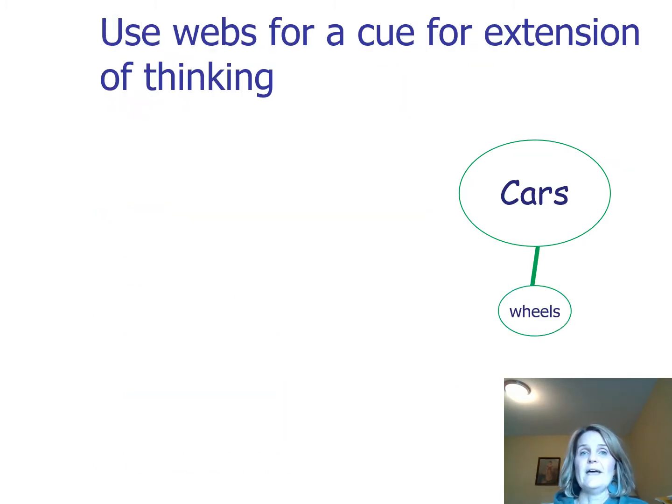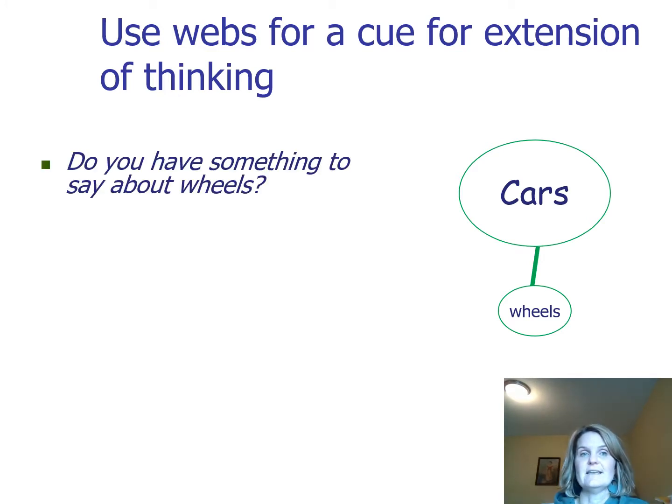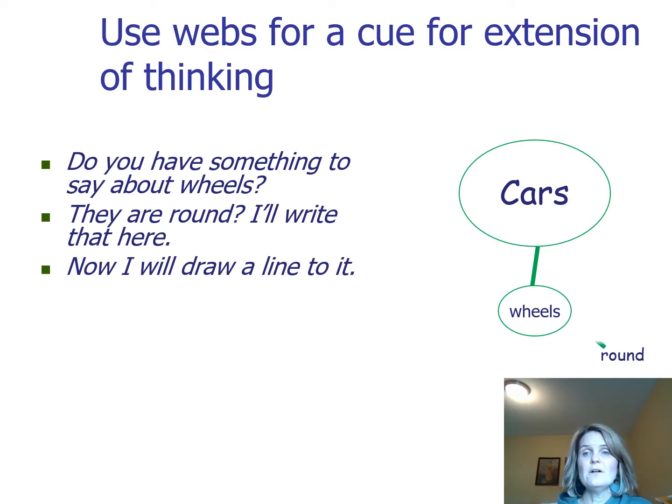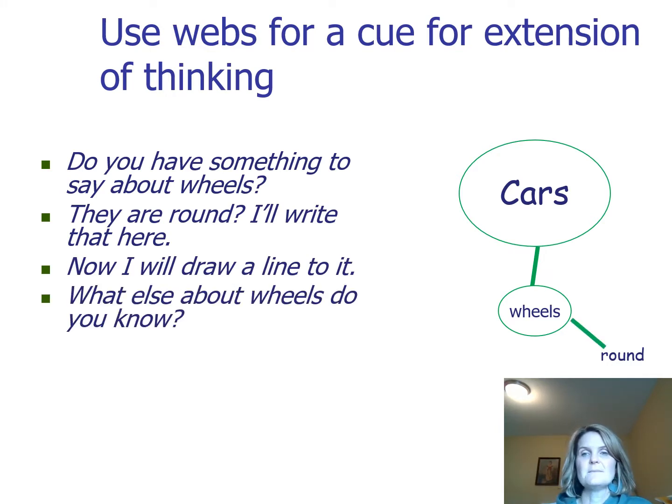We use webs as a cue to extend children's thinking. Do you have something to say about wheels? So now you'll spend a little time with the children on wheels. They're round. I'll write that down here, round. Now I'll draw a line to it because I'm connecting that idea. What else do you know about wheels? See those open-ended questions happening? Oh, they're black. On my car, they're black. Oh, there's 4 of them. What else do you know?